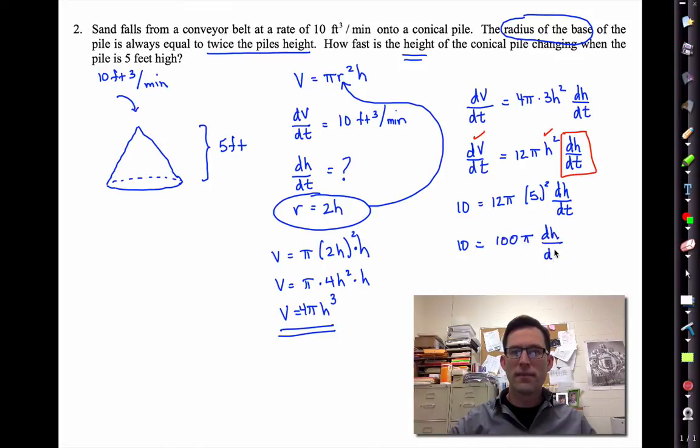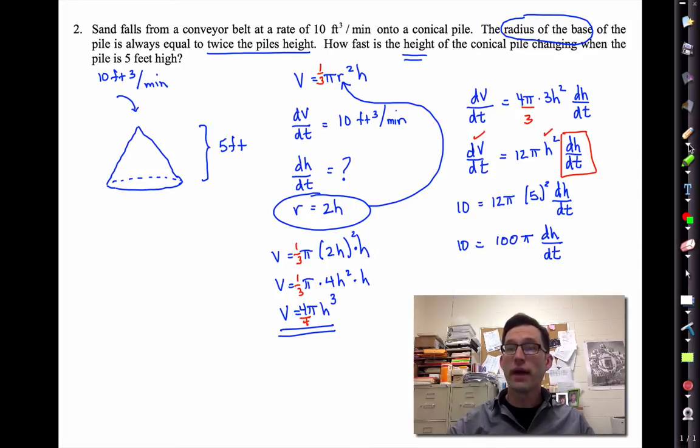dH dt. Something doesn't seem right about that. I'm looking at this thinking, that's not 100 pi. I made a mistake. Let's keep track of the mistake. There should be a 1/3 in here. My apologies. So there's a 1/3 here, and a 1/3 here, and a 1/3 here, and a 1/3 here, right?